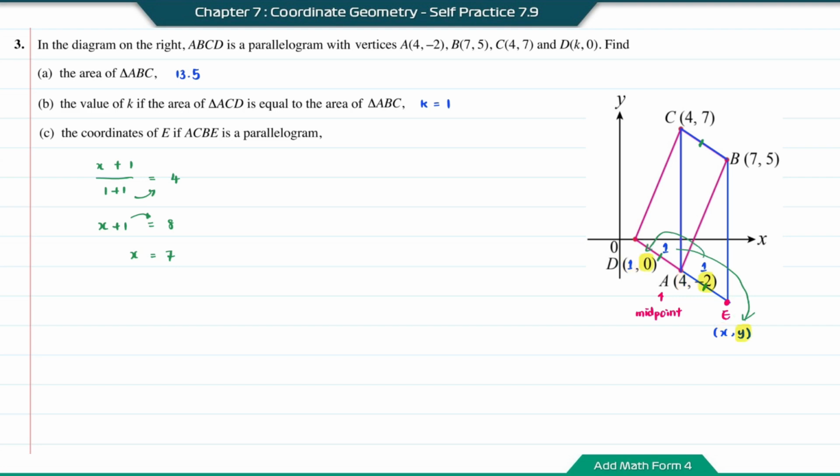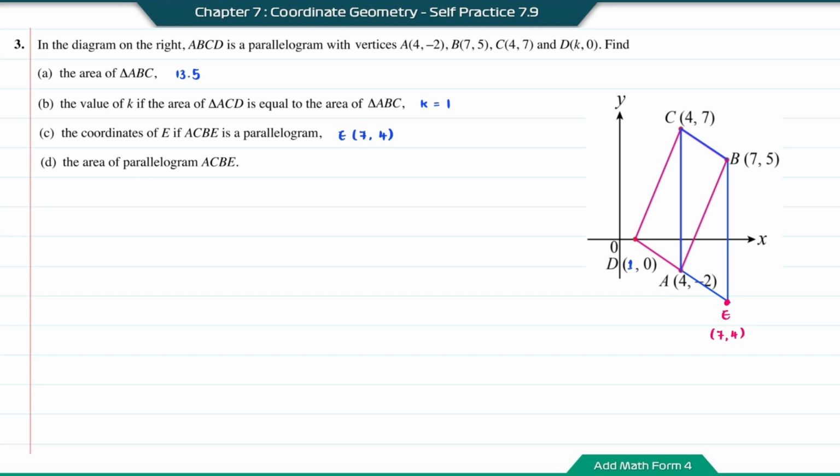And when we sum up the y-coordinate for the points D and E, which is going to be y plus 0, and divide it by the total ratio 1 plus 1, this is equal to the y-coordinate of the point A, which is negative 2. So y is equal to negative 2 times 2, which is negative 4. Therefore, the coordinate E will be 7, negative 4.